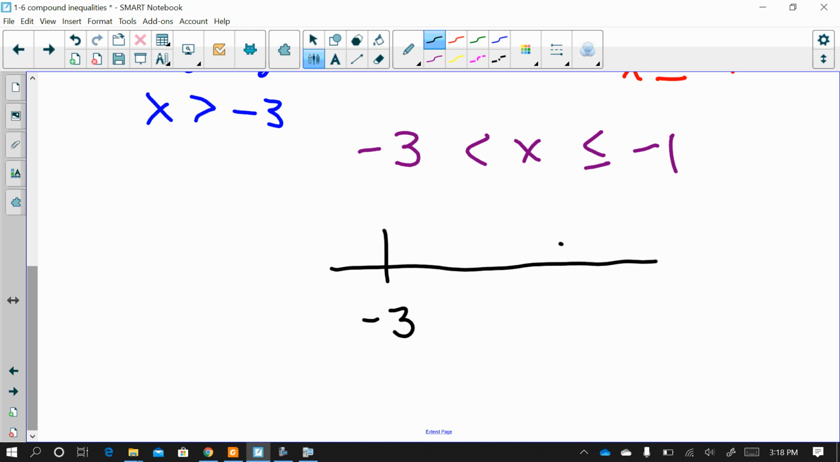Throw your -3 on there, throw your -1. I have an open circle on the -3 and a closed circle on the -1. And then it's an and, so I'm just in between. And that's how you solve.